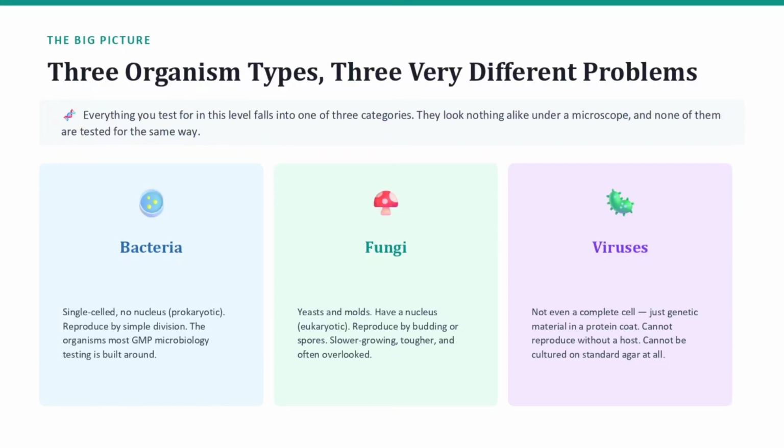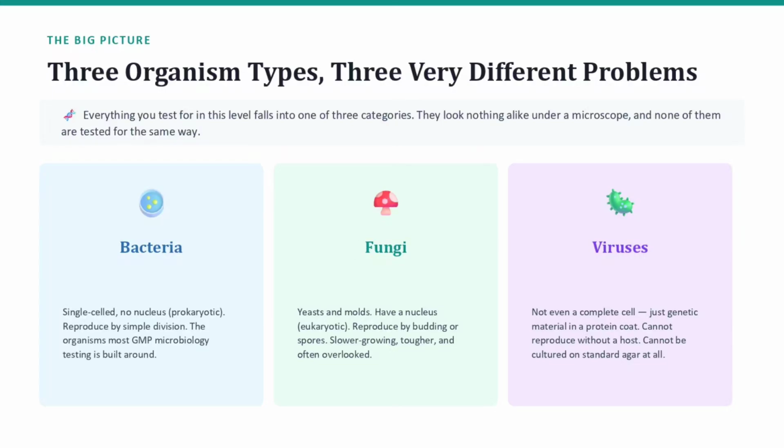Fungi cover both yeasts and molds. They do have a nucleus, so they are eukaryotic, more structurally complex than bacteria. They reproduce by budding or by spores, and they are generally slower growing, tougher, and honestly often overlooked compared to bacteria. Viruses are the strangest of the 3.